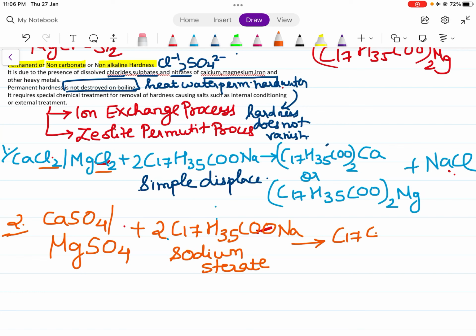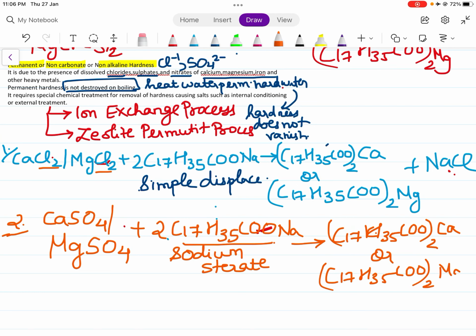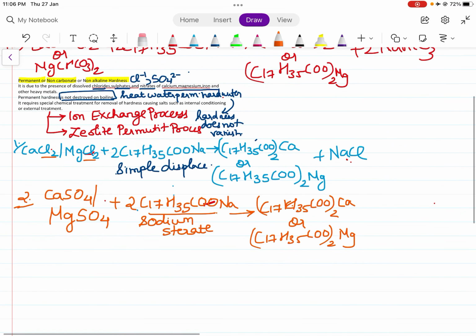I get (C17H35COO)2 again, a simple displacement. So this part will add up with Ca, or this part will add up with Mg, correct? And what remains is Na2SO4. So these two reactions are possible. One is with chloride and one is with sulfate. So we won't take nitrates into consideration because we have sulfates and chlorides only.